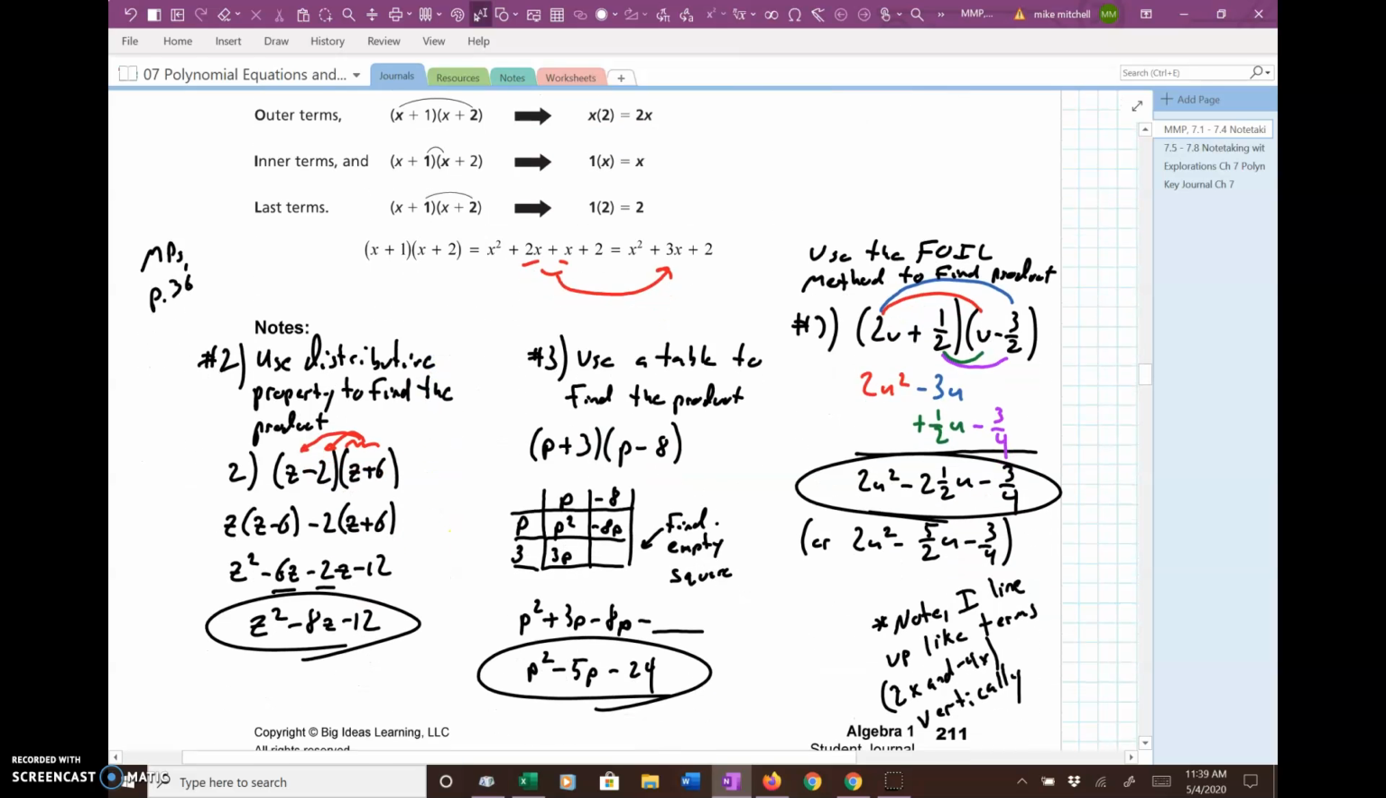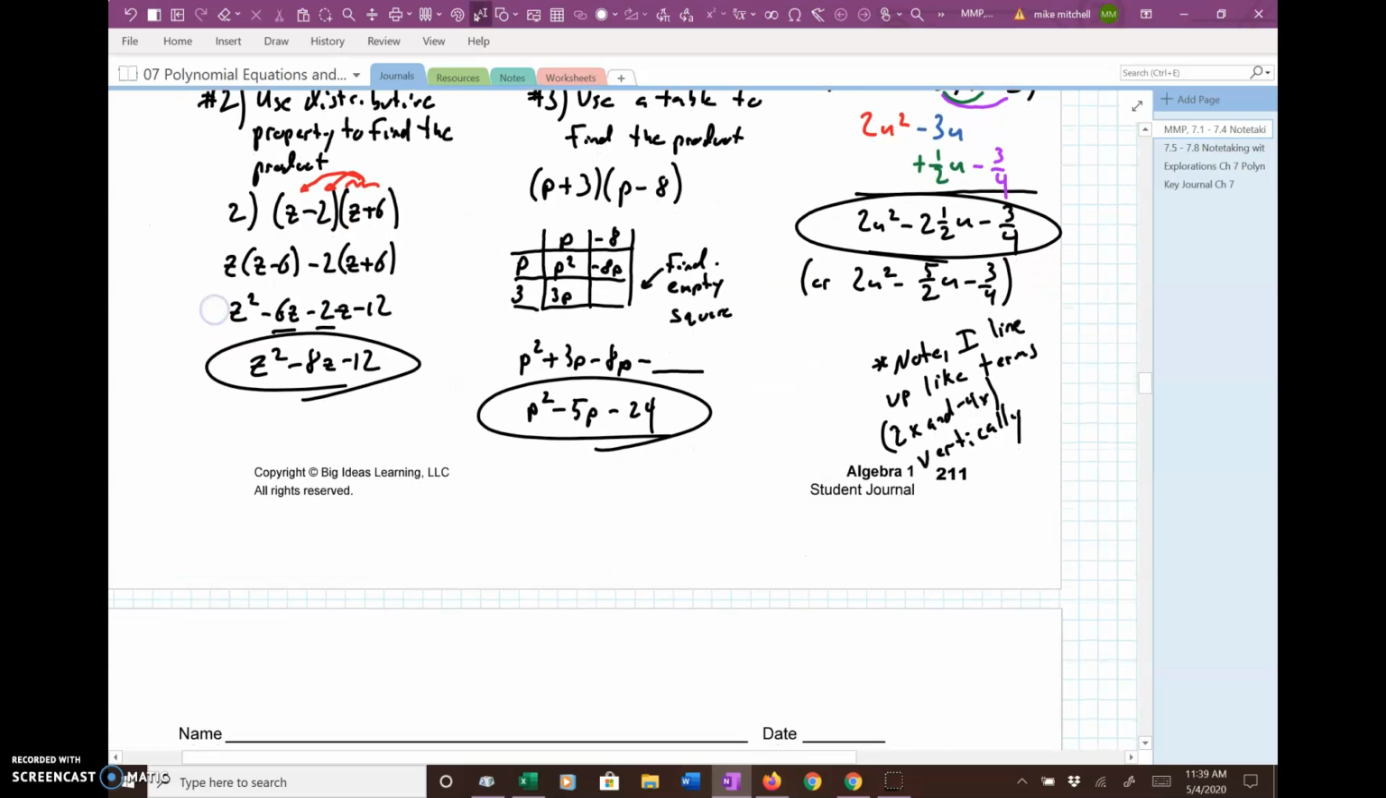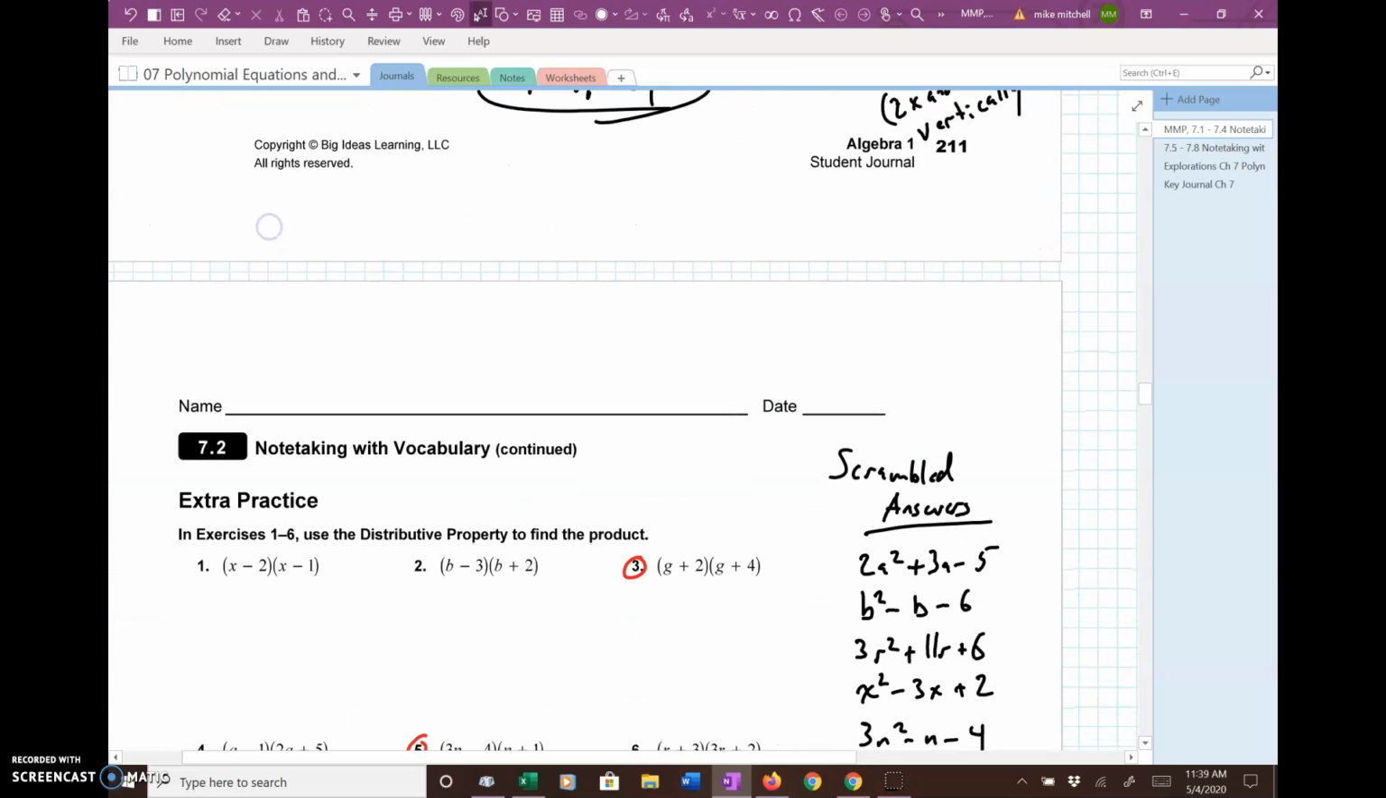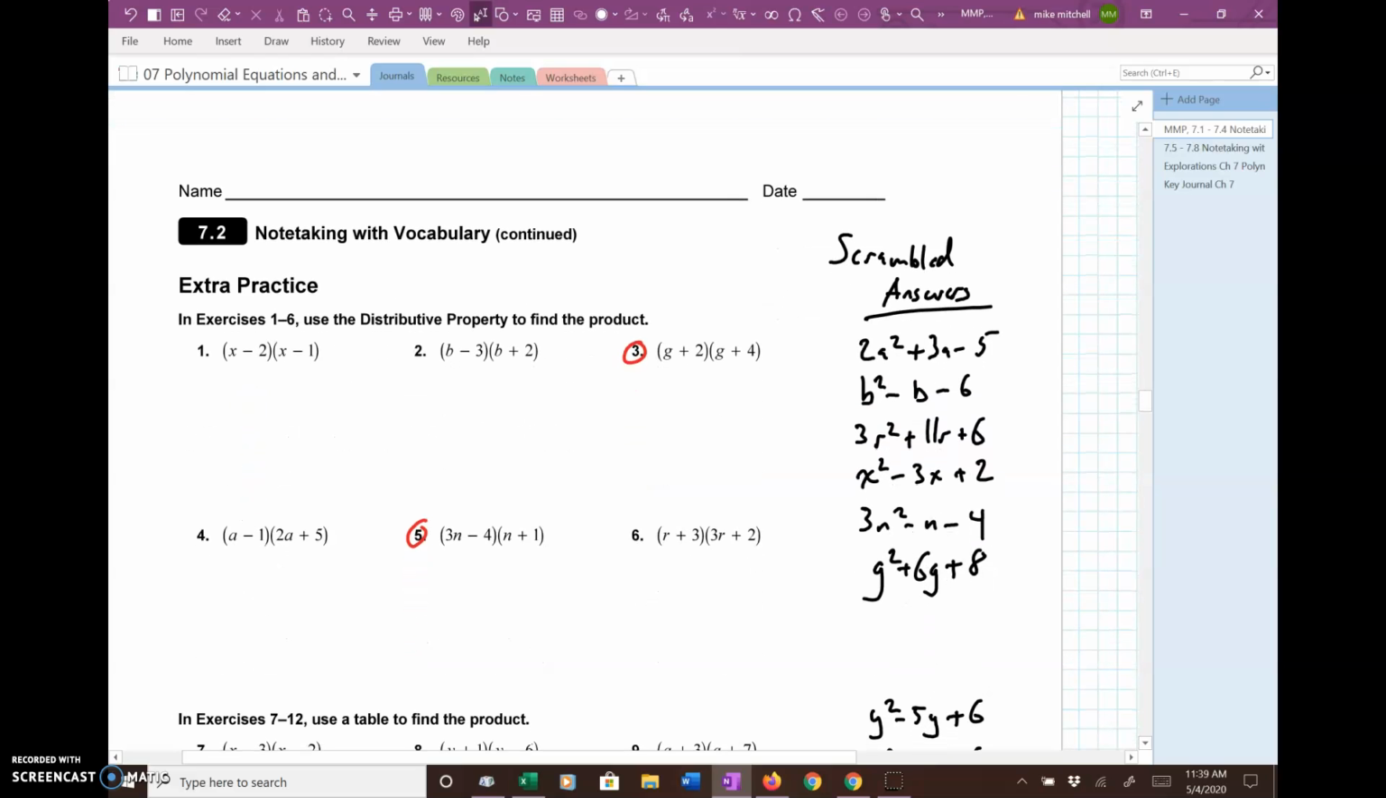Okay, some examples from the monitoring progress in your books there. Take a look at those, look at the steps. You're going to see more of it down here. You got your scrambled answers. And let's start with number 3.